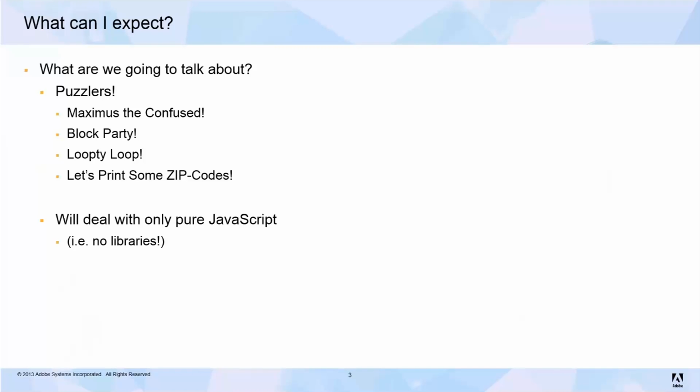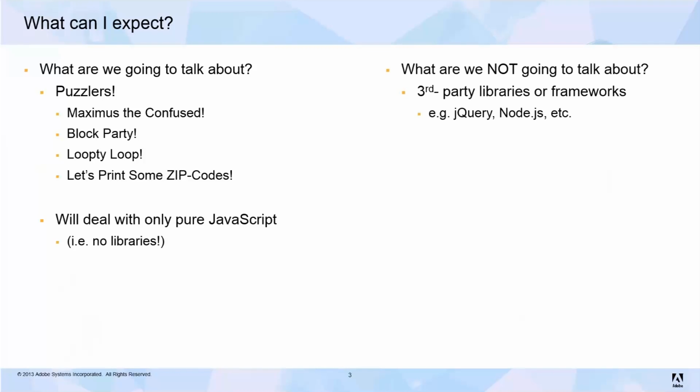What are we not going to be talking about? Like I said, we're not going to be talking about any third-party libraries or frameworks, no Node, no Backbone, nothing like that. We are also not going to talk about any bugs. These puzzlers are going to exhibit behaviors as specified by the language, so no implementation-specific bugs.